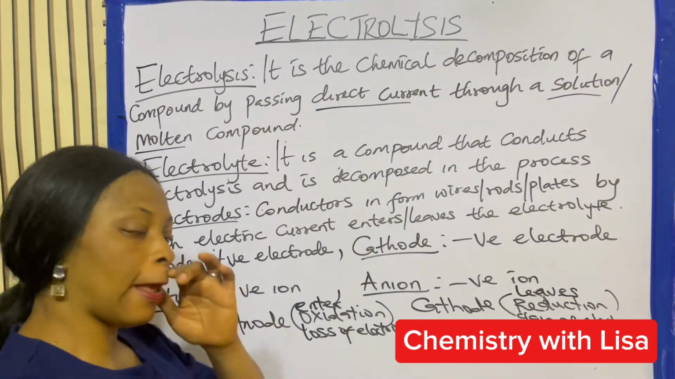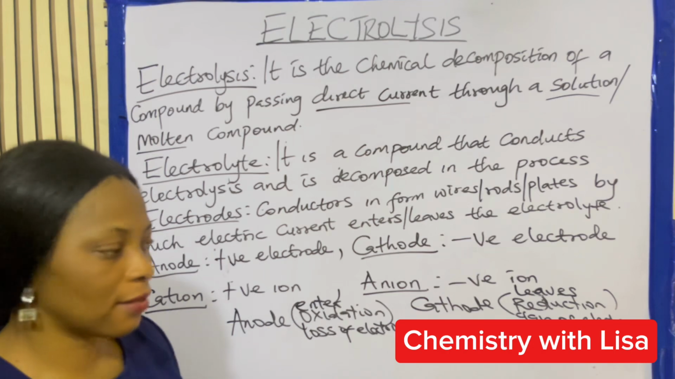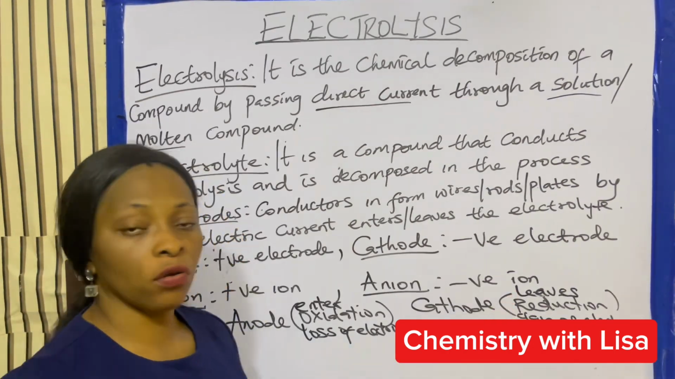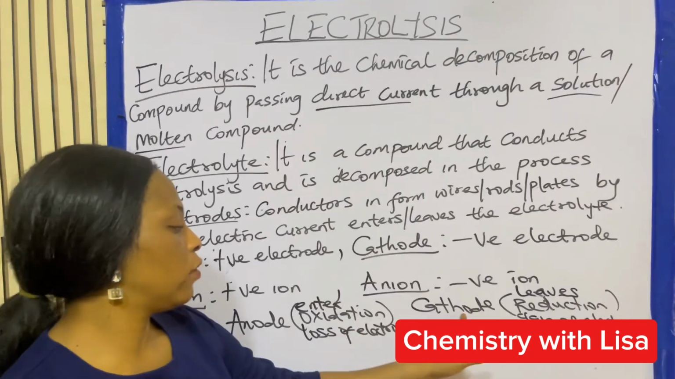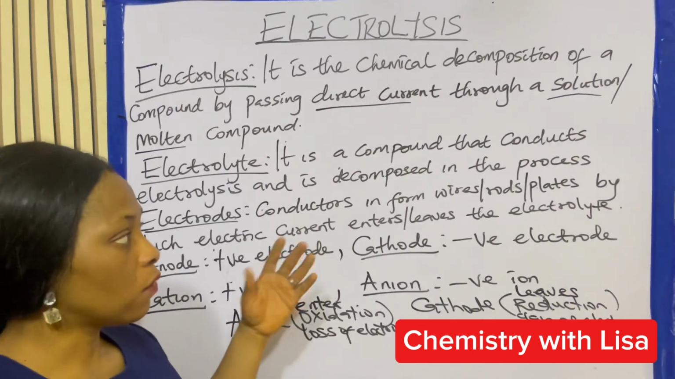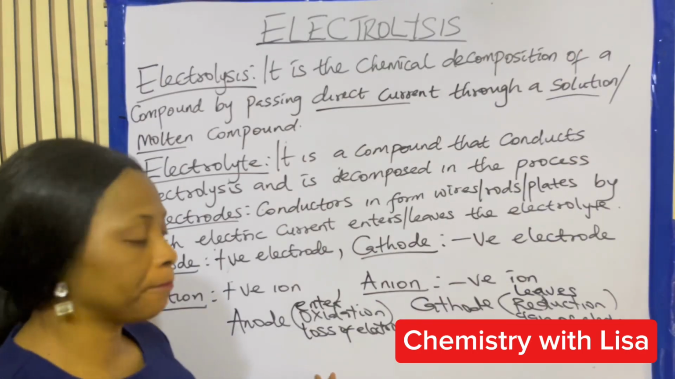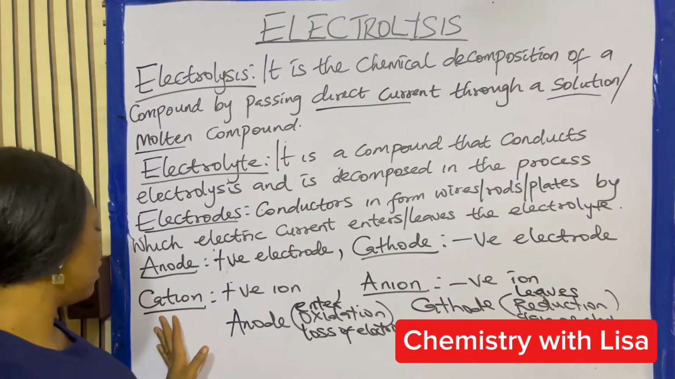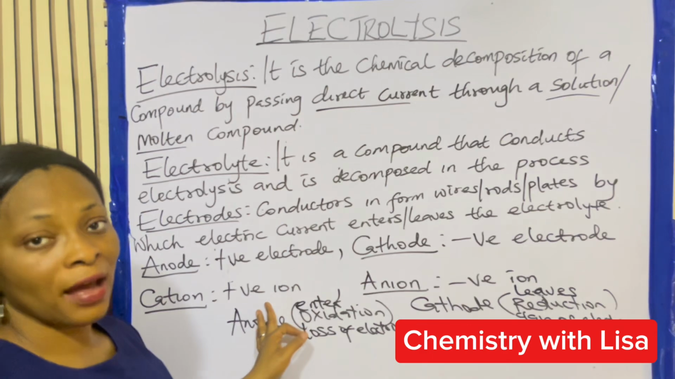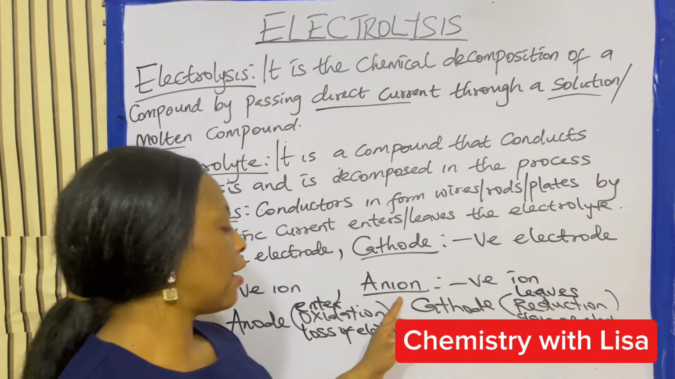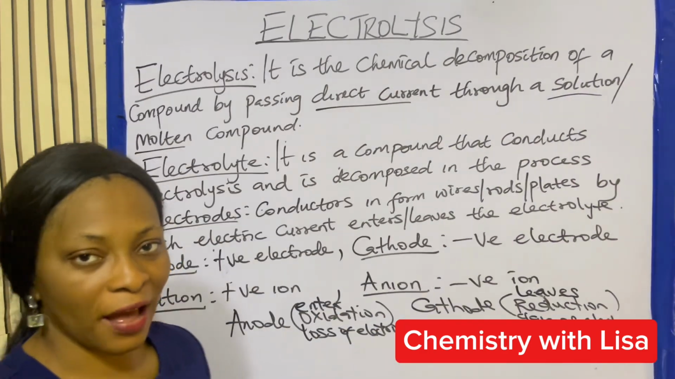In anode, electrons enter the electrolyte. In cathode, electrons leave the electrolyte. So please take note of these two important things because subsequently we are going to be seeing them. Then the last but not the least, cation and anion. Cation is a positive ion while anion is a negative ion.